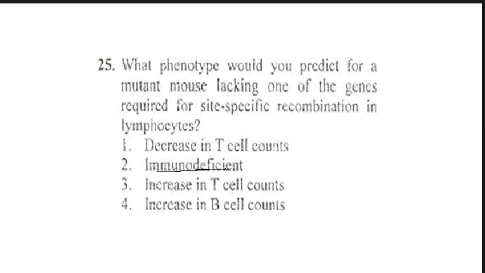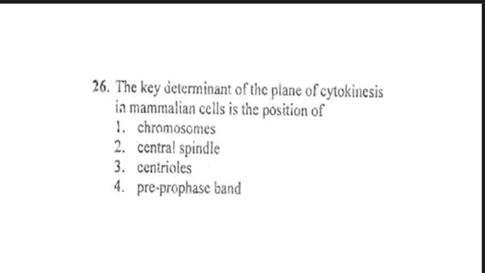Moving to the next question. Question number 26: the key determinant of the plane of cytokinesis in mammalian cells. So please remember, sometimes the question is asked for plant cells and sometimes for animal cells. You have to read the question very carefully. So first of all, we go into the concept of what is cytokinesis.